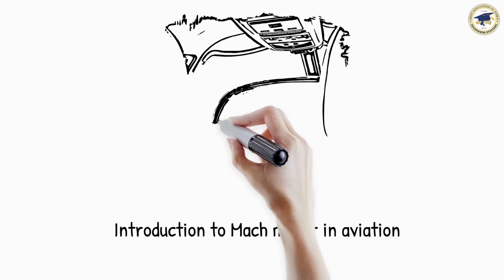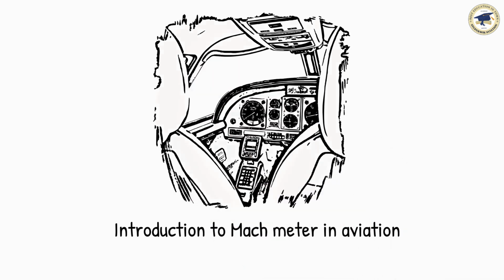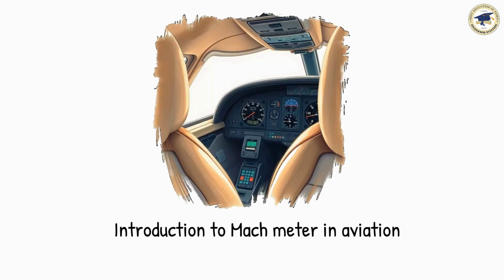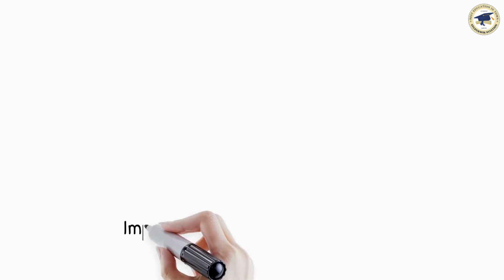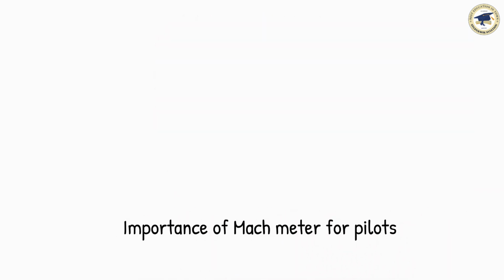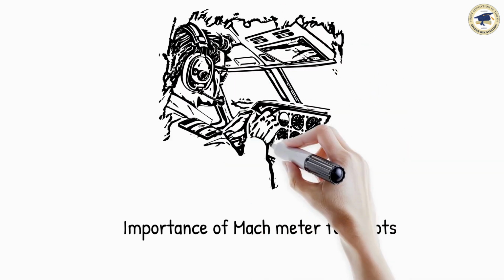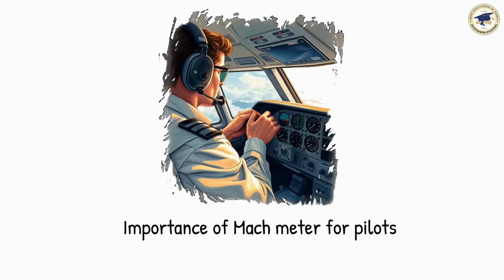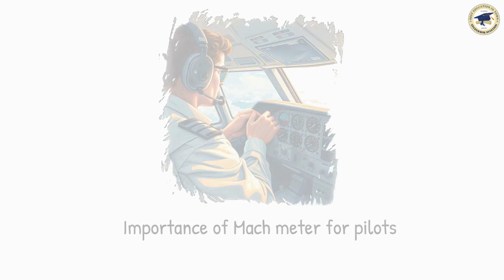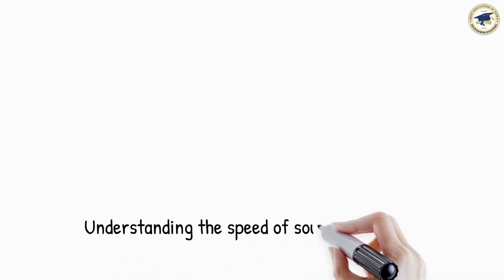Today we begin a very important topic in high-speed flight, the Mach Meter. This instrument is vital for pilots flying near or beyond the speed of sound. Understanding the Mach Meter will help us grasp both the science and the practical challenges of modern aviation. We'll explore the speed of sound, how it changes with temperature, how the Mach Meter works, its construction, and the types of errors that can affect it. Let's begin with the concept of the speed of sound.